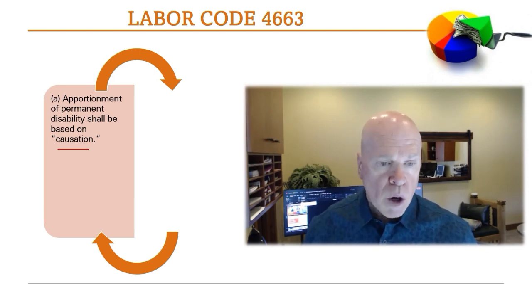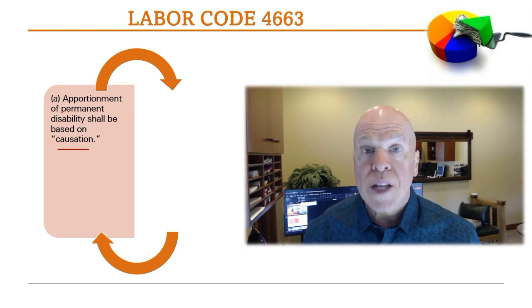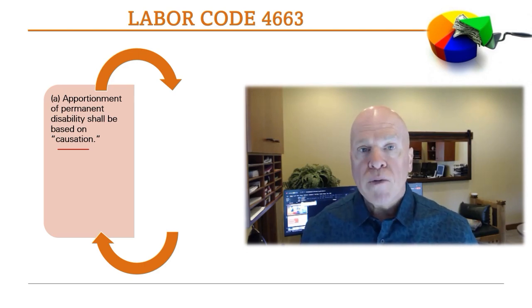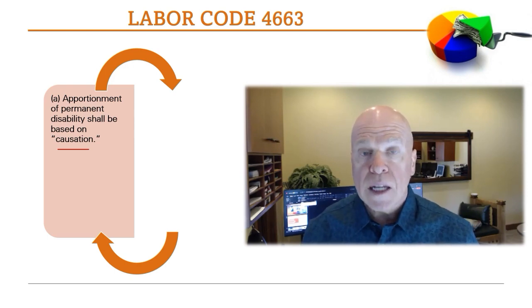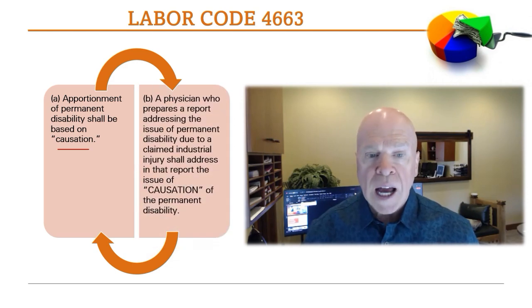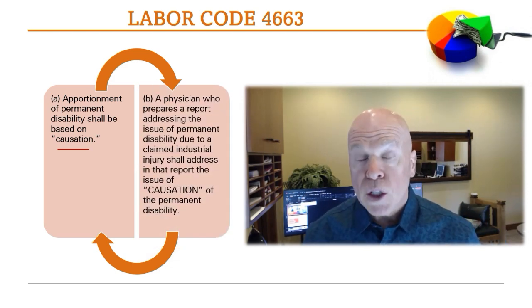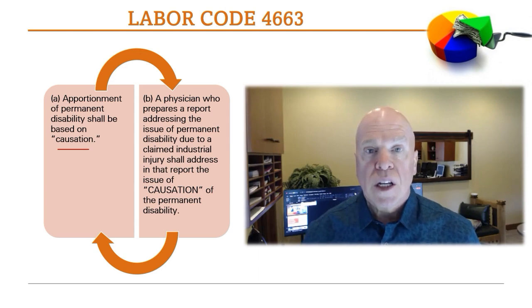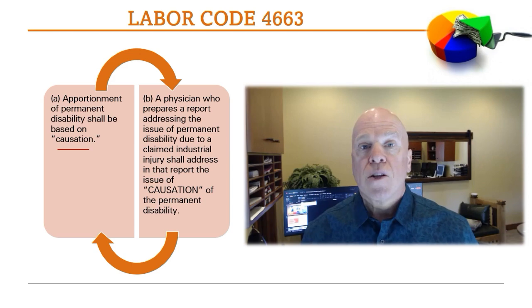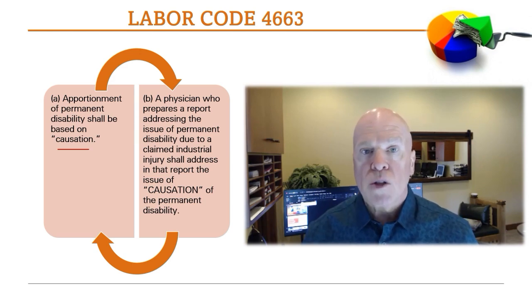But now apportionment is based on causation. It's based on what factors are causing the impairment at the permanent and stationary date. And as we're going to see, the employer is liable only for the portion of the disability that's directly due to the industrial injury. And this is new, and this dramatically slashes the overall cost of the final disability.